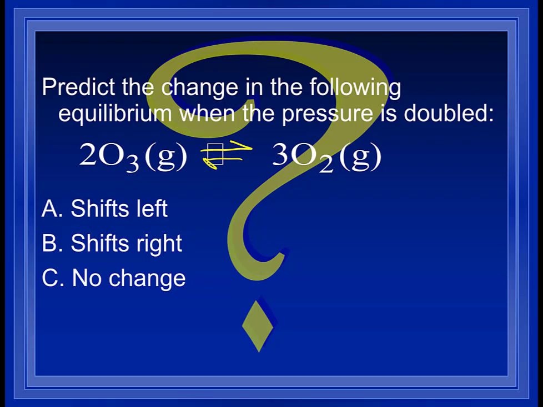So if I double the pressure, that means the pressure is going up. How could this system fight the pressure going up? Well, this side has 3 moles of gas, that side has 2 moles of gas. So if the pressure is doubled, it's going to try to lower the pressure by making less gas, which is the 2. So we're going to say equilibrium shifts to the left because that 2 is on the left.